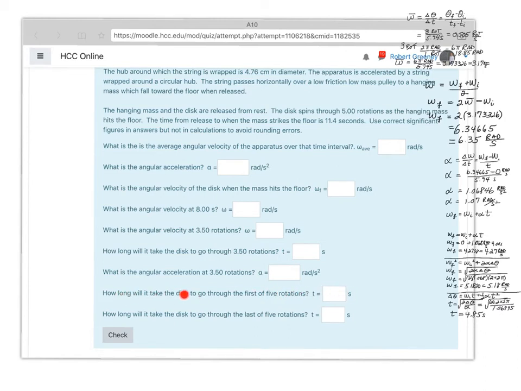That's easy because that's starting from 0. But if you want to know how long it takes to go through the last of the 5 rotations, you're not starting from 0. So you have to find out the time it takes to go through 4 rotations and subtract it from the time it takes to go through 5 rotations. That's one that people often have trouble with.